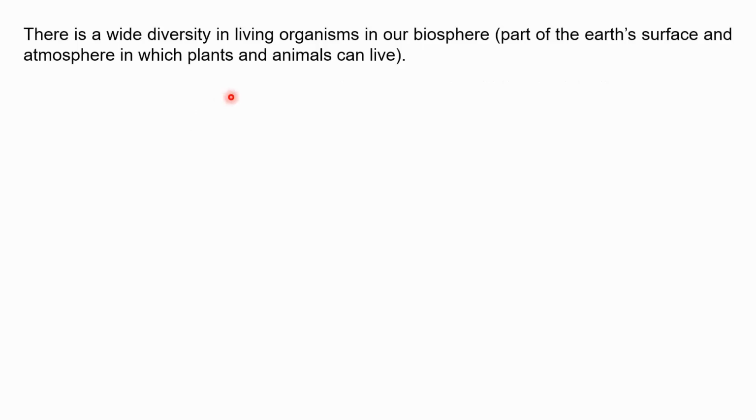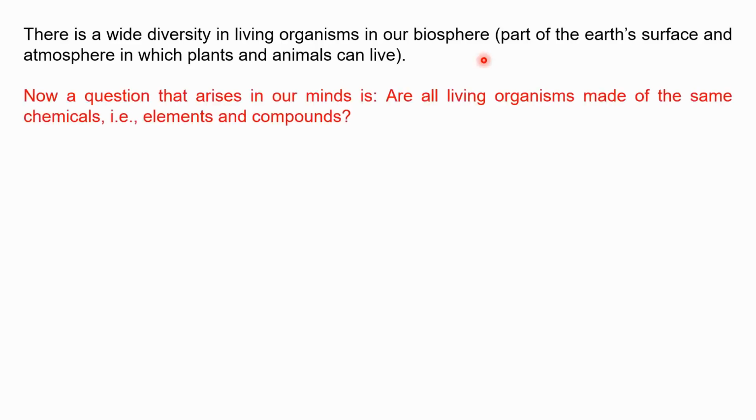We know that all living organisms are composed of cells or products of cells. Now, there is a wide diversity of living organisms in our biosphere. We have different flora and different fauna. All living beings are made up of cells. But the next question is, are all living organisms made up of the same chemicals, that is, the elements or compounds? Is the chemical composition of all organisms almost the same, or is it different?